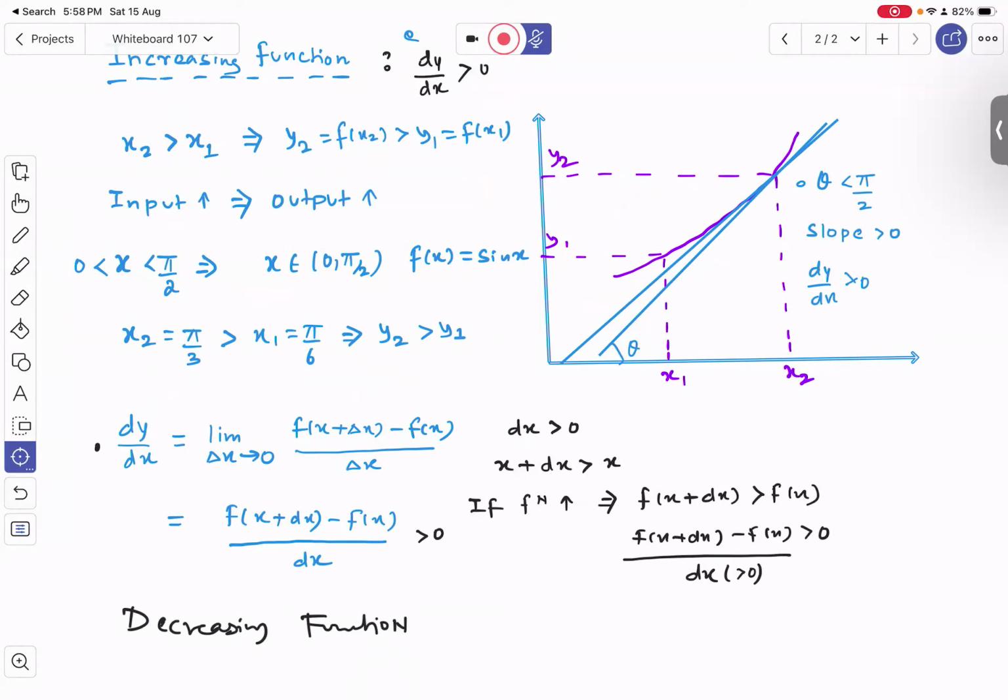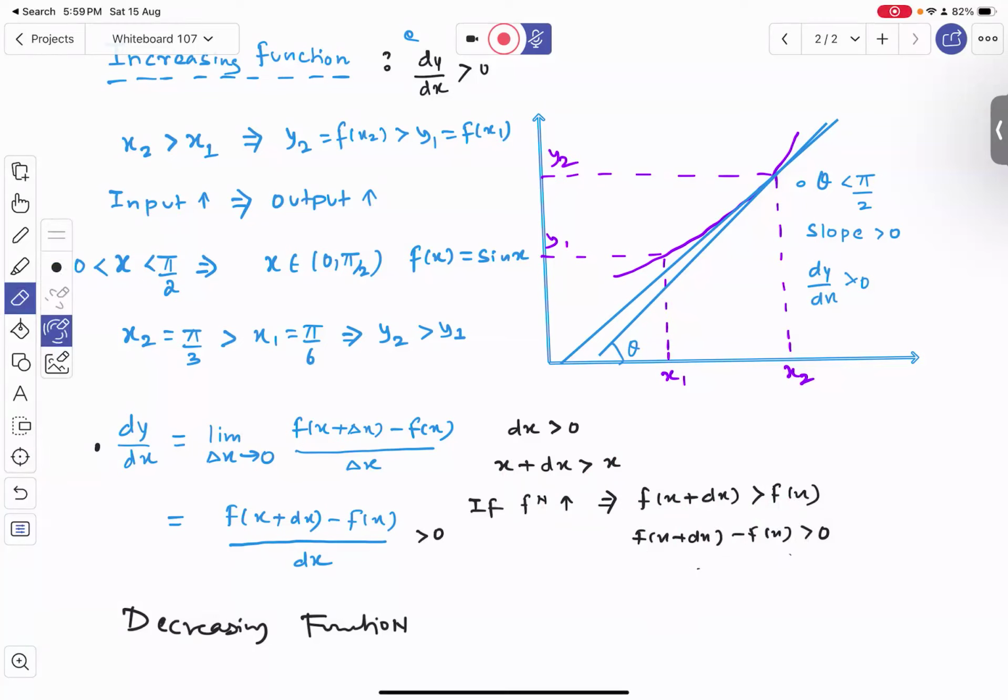And if a function is increasing, then the output at a bigger input will be bigger than the output at a smaller input. So among x and x plus dx, the bigger one is x plus dx. If the function is increasing, then the output at x plus dx will be more than the output at x. So f of x plus dx should be more than f of x. So if f of x plus dx is more than f of x, then what will f of x plus dx minus f of x be?